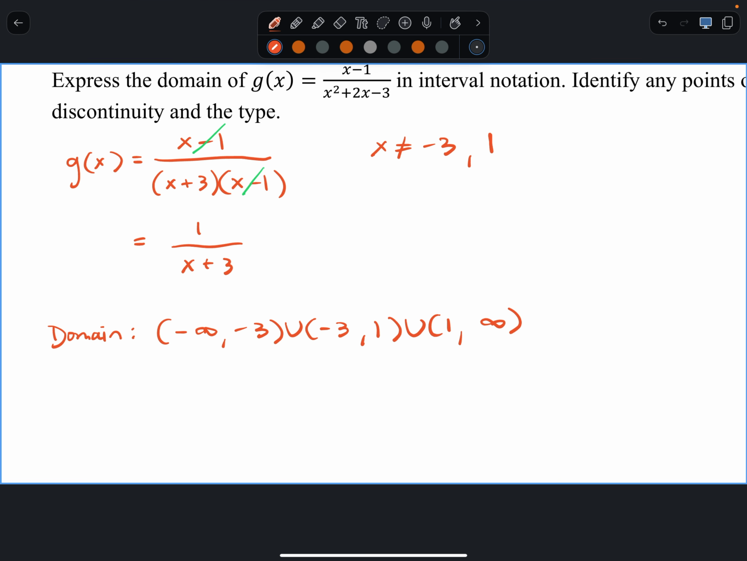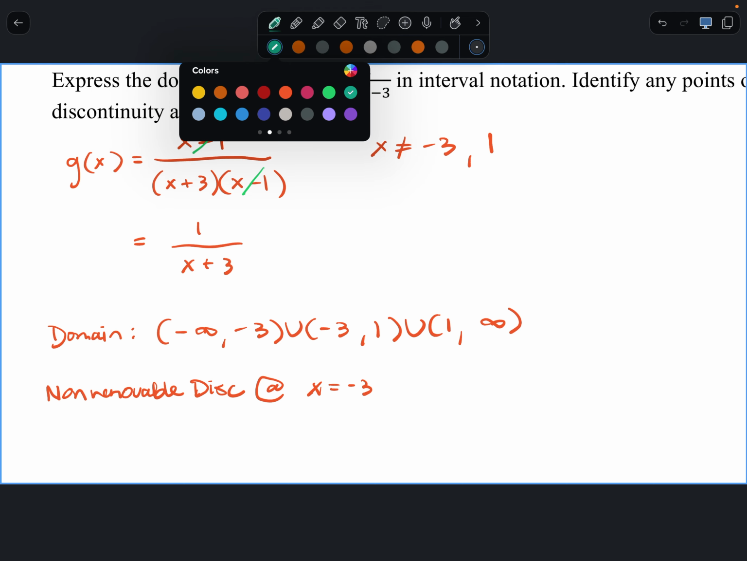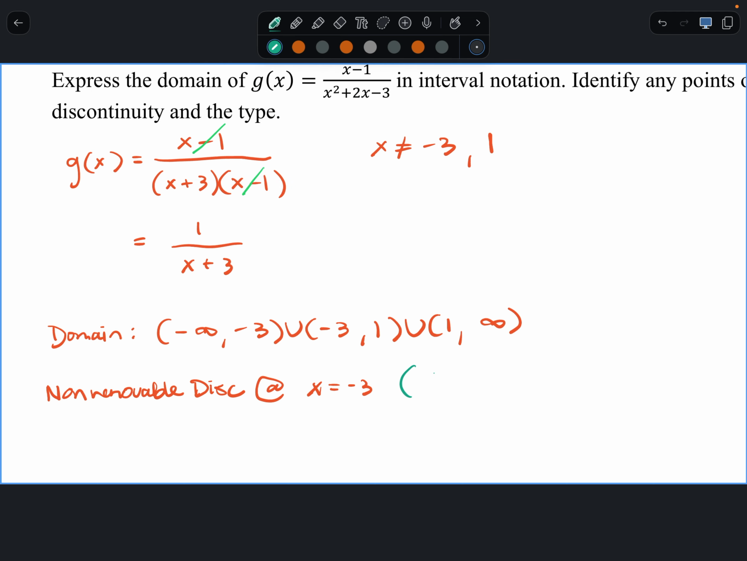So there's a difference here. We say there's a non-removable discontinuity at x equals -3, and this one's pretty straightforward. The reason that is true is there's a vertical asymptote there. And again, if we use direct substitution in either of these, don't we get a non-zero real number over 0?